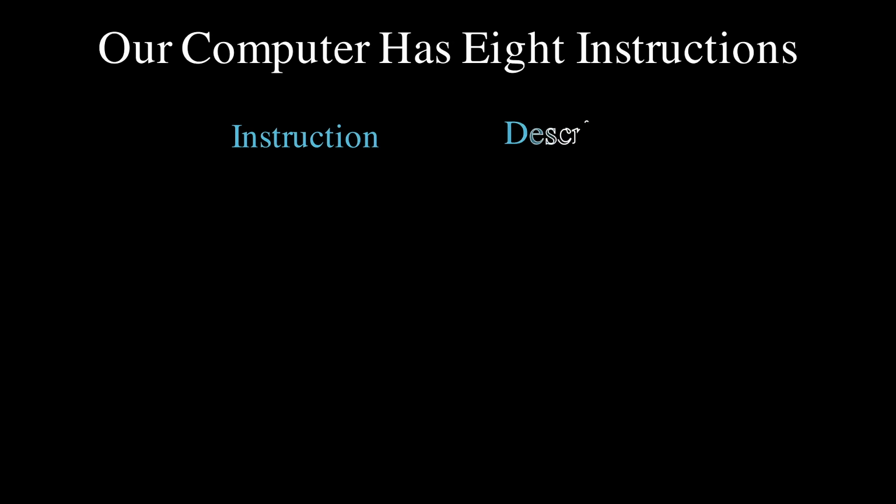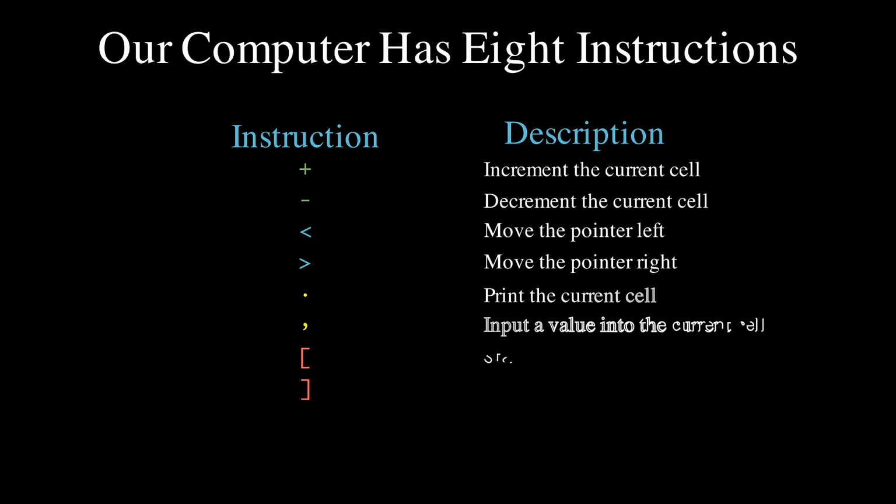Our caveman can only understand 8 utterances that tell him what to do. A plus sign tells him to increment the current number he's thinking about, and a minus sign tells him to decrement the current number. A left angle bracket tells him to think about the next number to the left, and a right angle bracket tells him to do the same for the right.